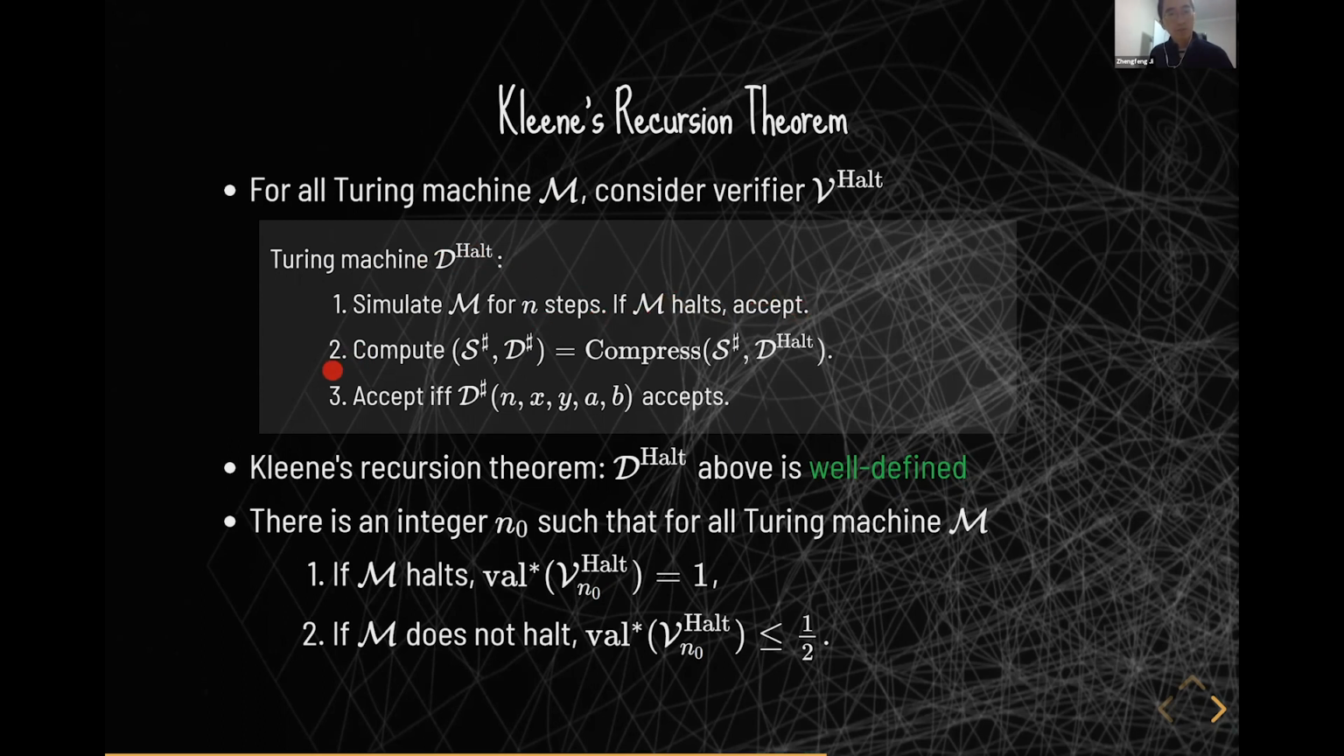What you can do is compute a compressed version of itself, and then you would accept using the compressed decider. Here we need to use Kleene's recursion theorem. It's a theorem in computability theory. And I guess people have seen a lot of uses in high-level programming languages: you write a program and you call itself in the body of the definition of the program. But for Turing machines, you can do something similar.